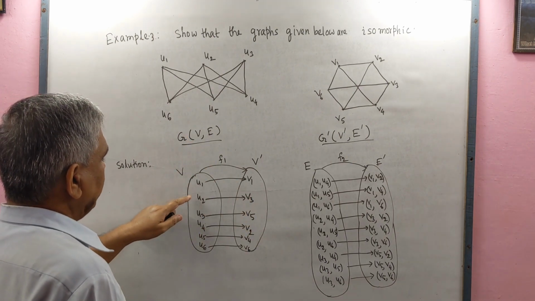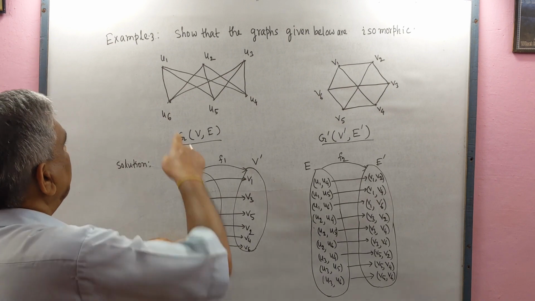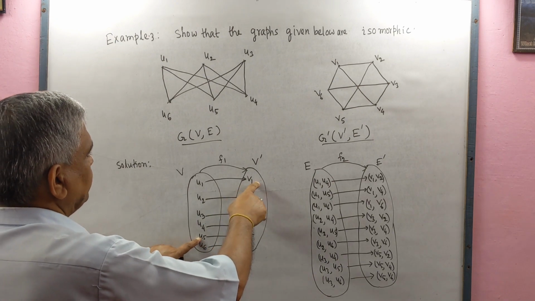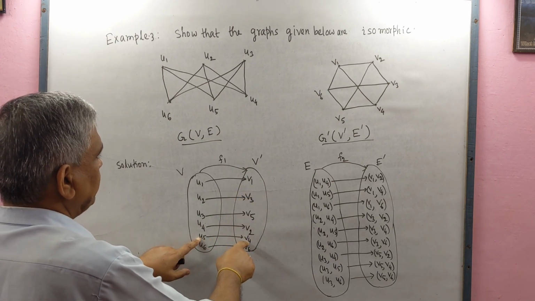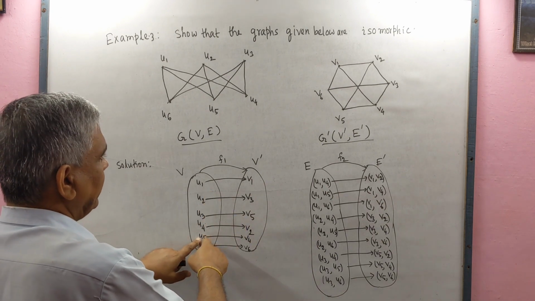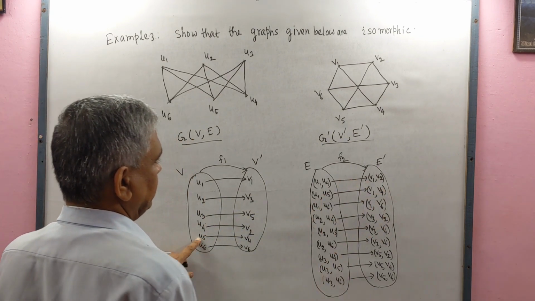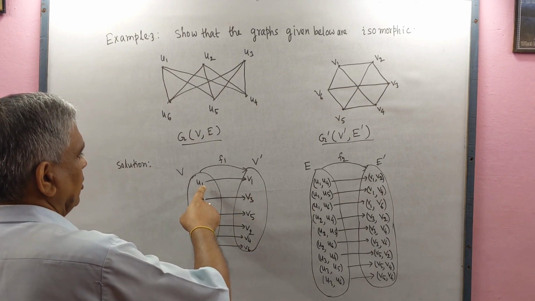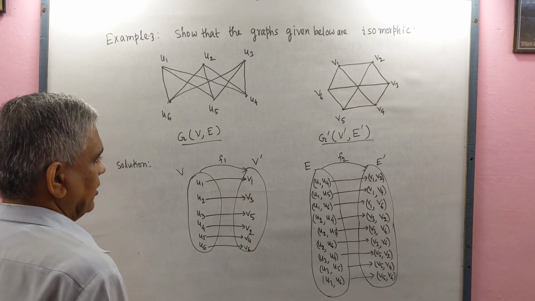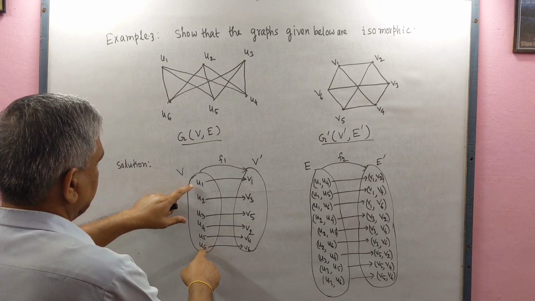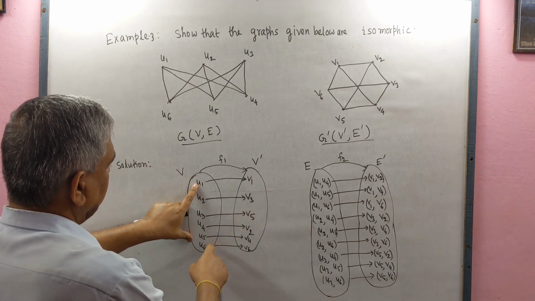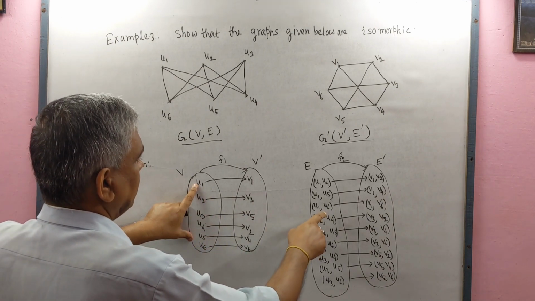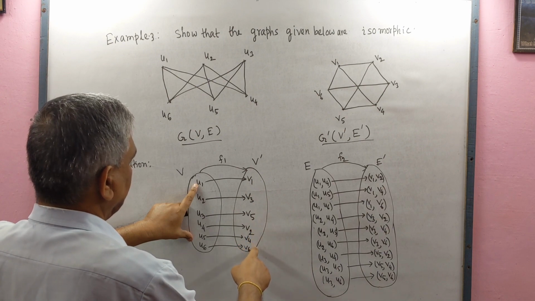Now the U1U5 edge: here U1 corresponds to V1 and U5 corresponds to V4, so the U1U5 edge corresponds to the V1V4 edge. Similarly, the U1U6 edge: here U1 corresponds to V1 and U6 corresponds to V6, so the U1U6 edge corresponds to the V1V6 edge.